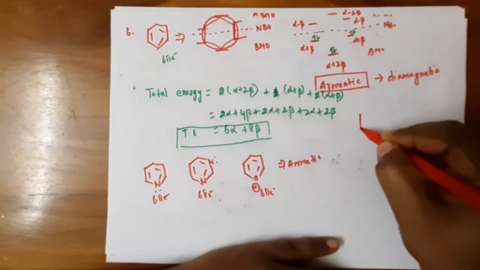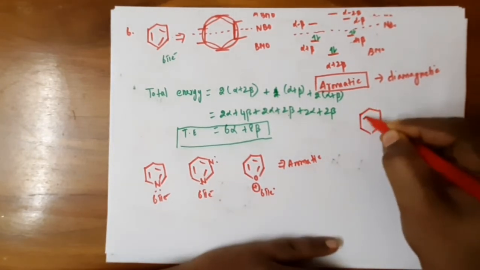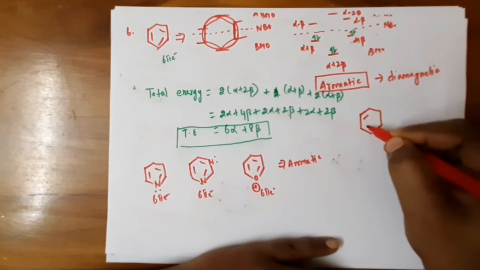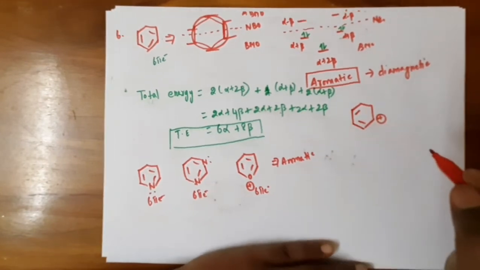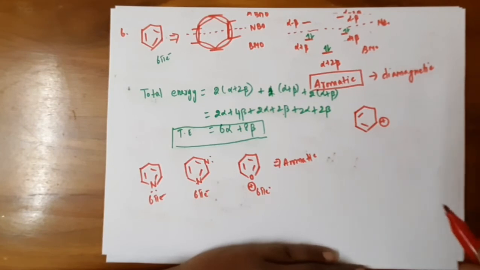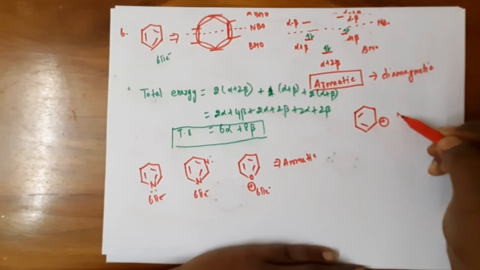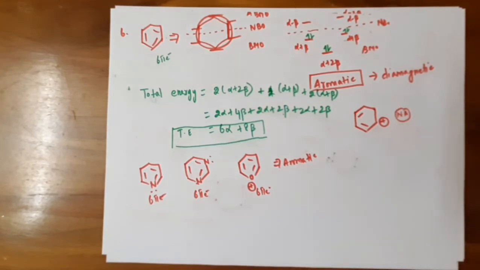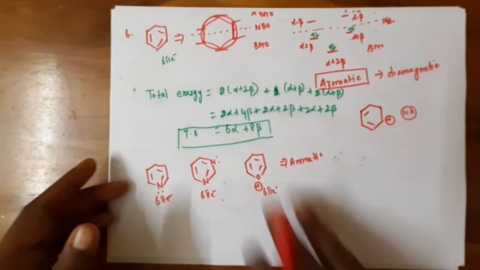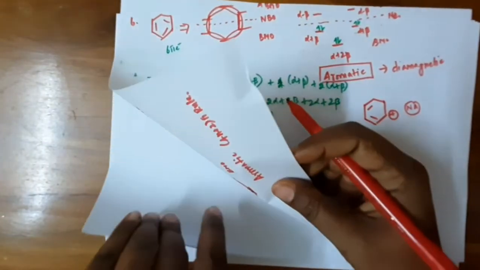And if you take this example, cyclohexadienyl cation, 4 pi electrons, it should be anti-aromatic. But this carbon is an sp3 carbon, hence it is non-aromatic. Okay. Let's see another example in a 7-member ring.